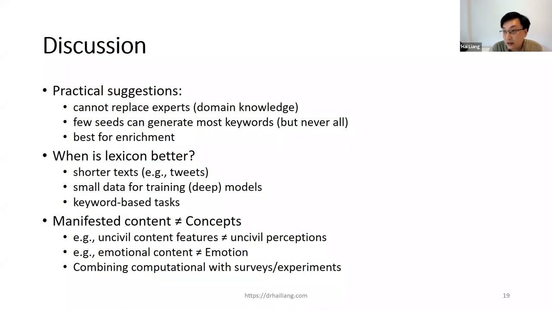It is better for shorter texts. In our case, the comments usually are very short, and this is usually not good for most supervised machine learning models. The second is small data for training models. The deep learning models are really good, but I guess they are not so good for small data sets, but for very, very large scales with millions, even billions of documents, they would be much better. The third one is a keyword-based task, because the uncivil expressions in Cantonese in particular are really keyword-based. So the task is in nature a keyword-based task.